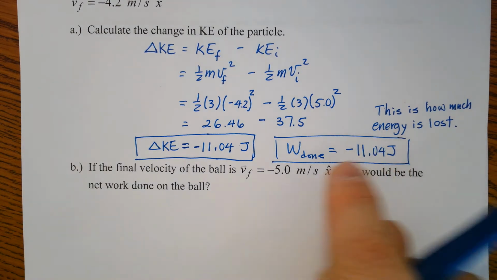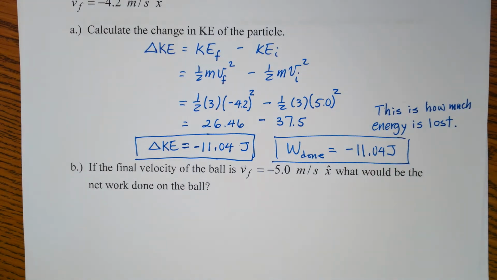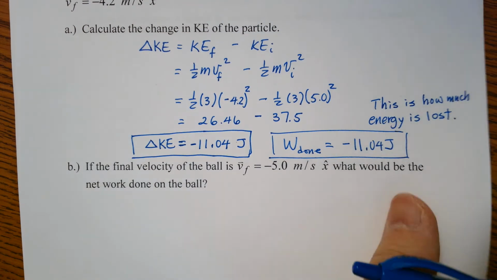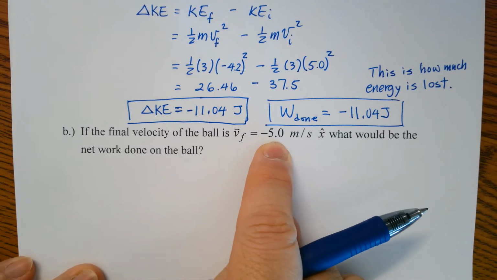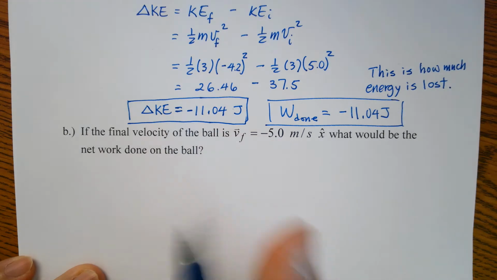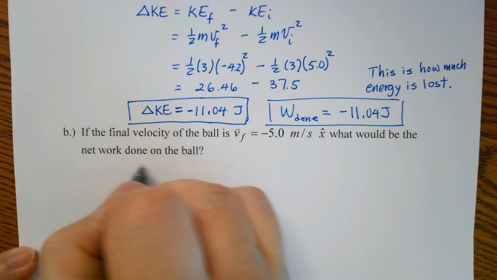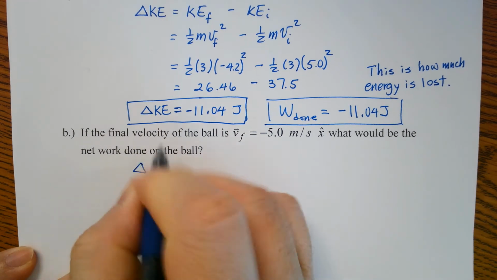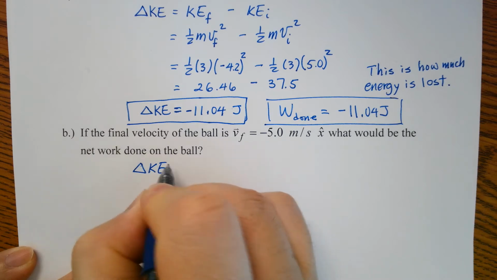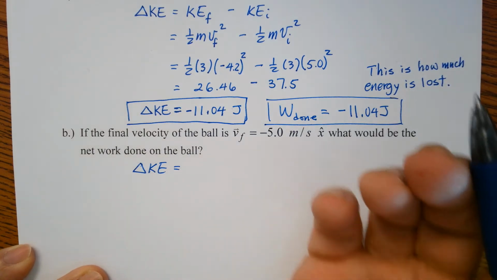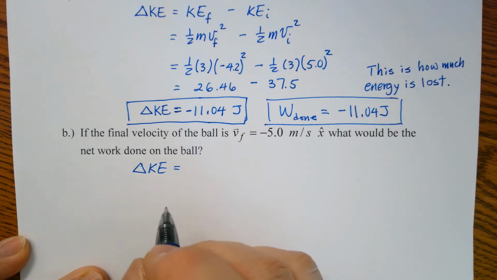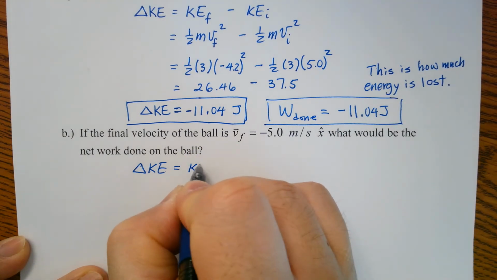Anyway, so that's how much energy was pretty much lost as the ball hits the wall and rebounds. So what about part B? If the final velocity of the ball comes out to be now negative 5 meters per second. So what happens then? Well, obviously, in that case, no energy is lost. That means we should have zero for the change in kinetic energy, right? Well, let's see if that's true.